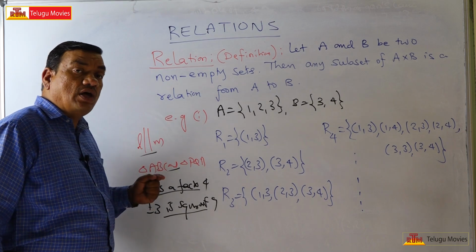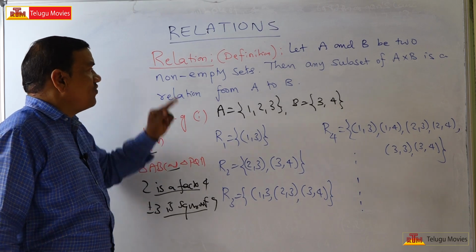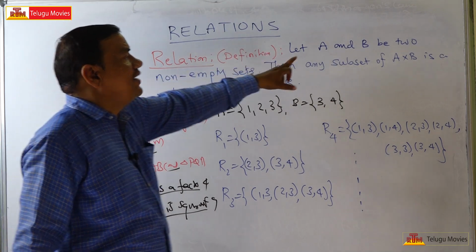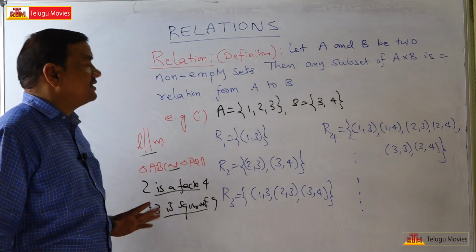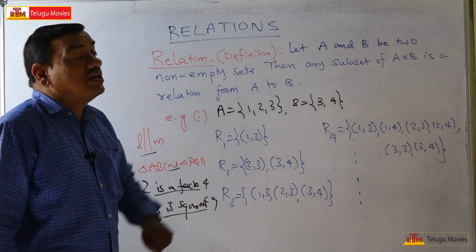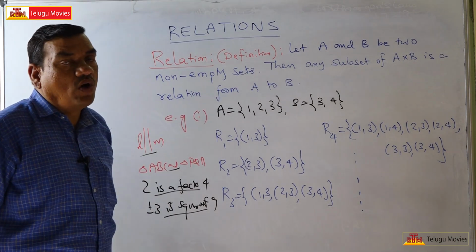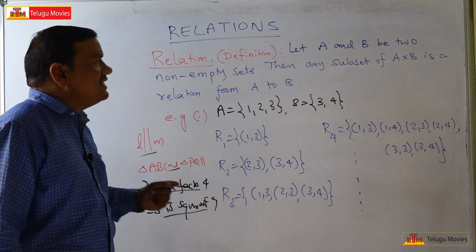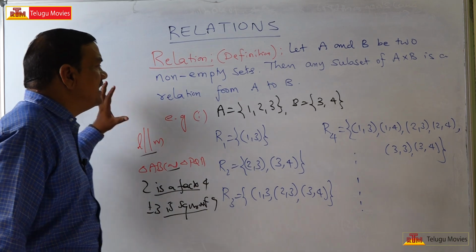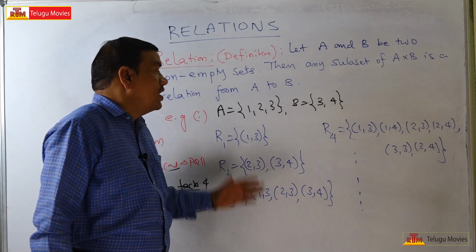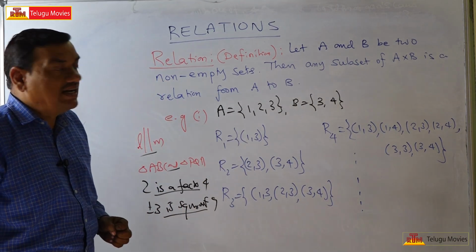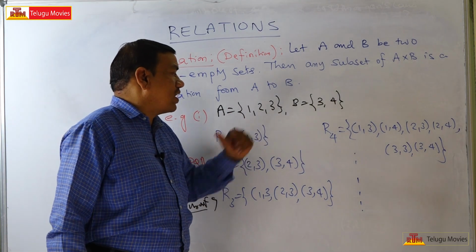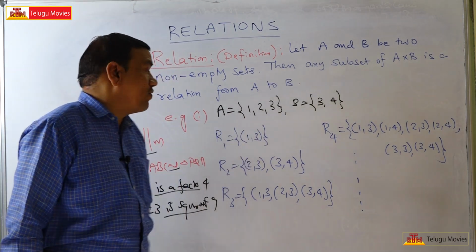But according to the mathematical definition, a relation is this: let A and B be two non-empty sets. There must be two non-empty sets. Then any subset of A cross B, already we know how to write down A cross B, is a relation from A to B. To make you understand clearly, I am taking two sets. Let set A be 1, 2, 3 and set B be 3, 4.